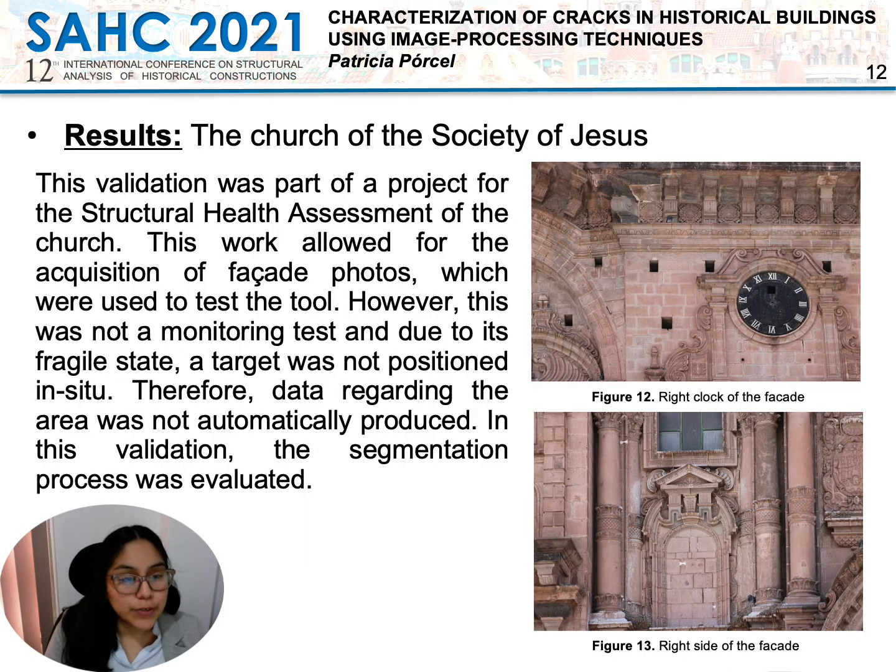The second validation was made with the facade of the Church of the Society of Jesus. This validation was possible because of a project for the structural health assessment of this church that allowed us to get these types of pictures of the facade. However, for this validation, we did not get a monitoring test, and because of its fragile state, we were not able to get the target on the facade as well. So for this validation process, we will only validate the segmentation process of the tool.